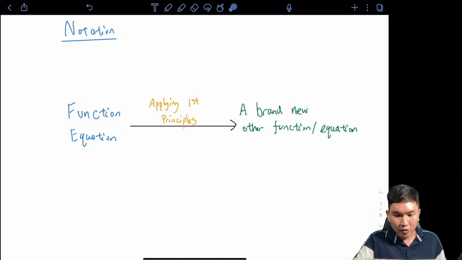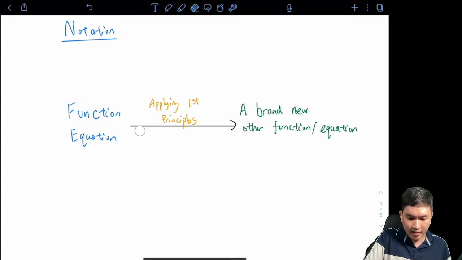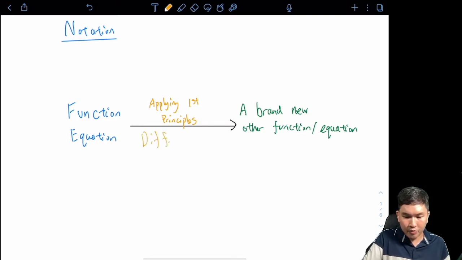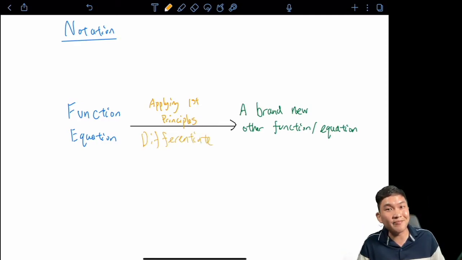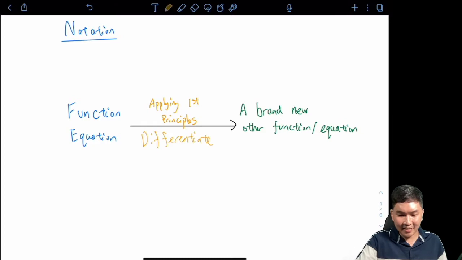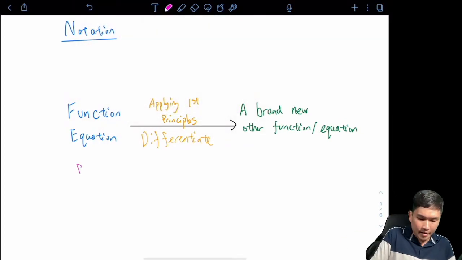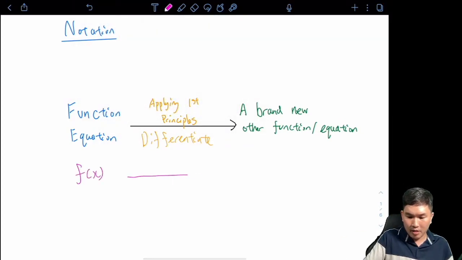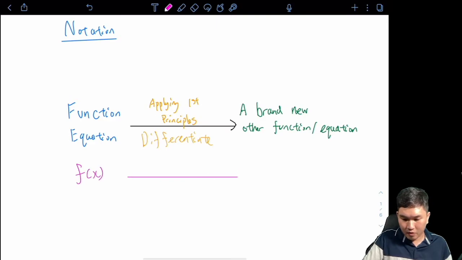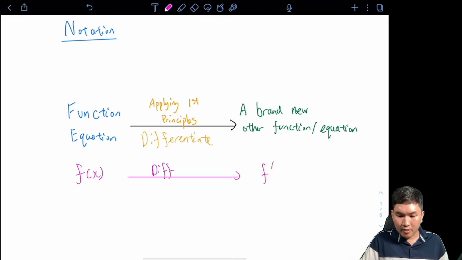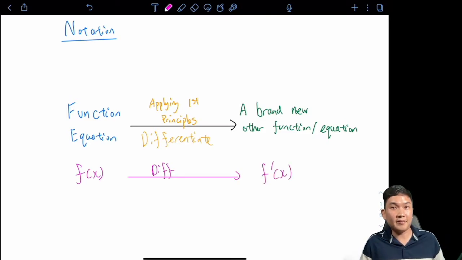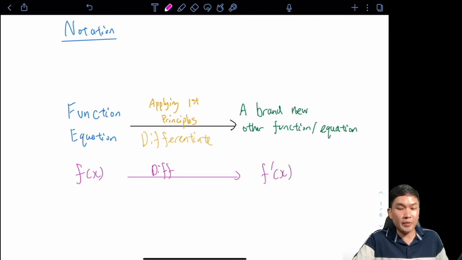So first of all, other than applying first principles, what can we say? We can say differentiate. And this one is really familiar because it is the name of our topic, differentiation. Next, let's say you started with a function f of x, and you differentiate. What do you get on the right hand side? You will get f prime of x. This one I think we already know, we went through it a few times.